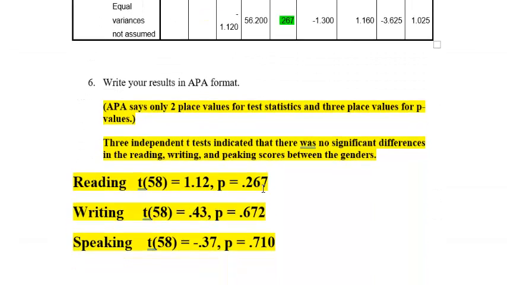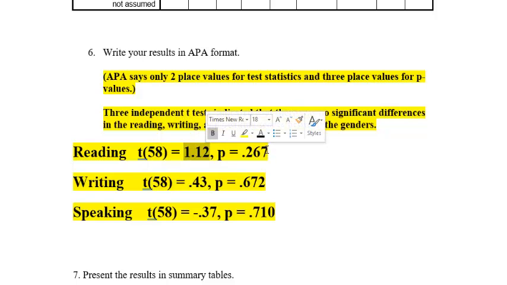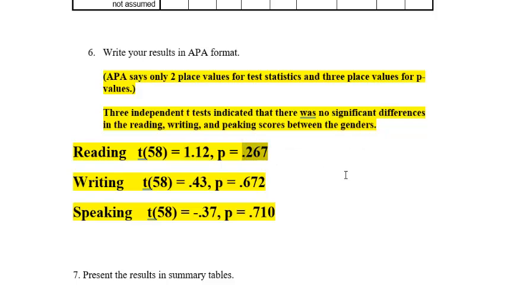And APA format results, I think he's looking for this, right? This is the formatting. T means you use the t-test. This is degrees of freedom. That's the actual t-test statistic. And there's the p-value. So APA says your test statistics should only go out to 2 decimal places, and your sig values or your p-values should go out to 3.